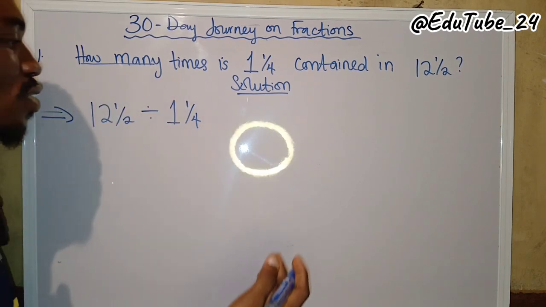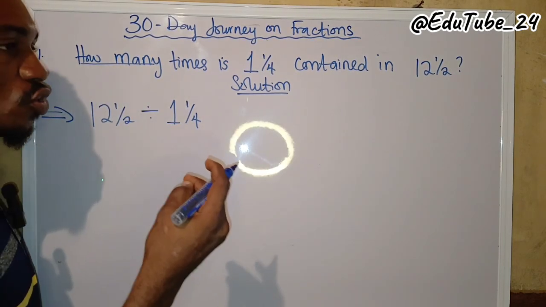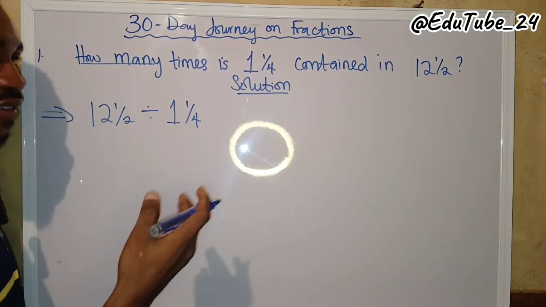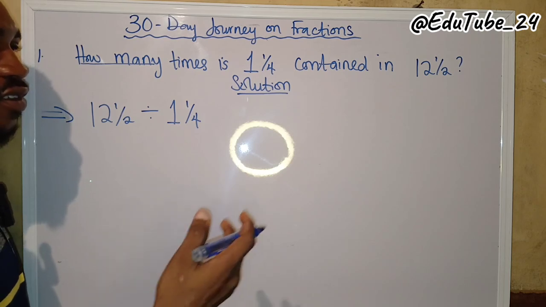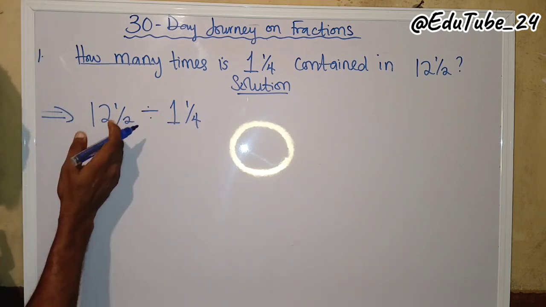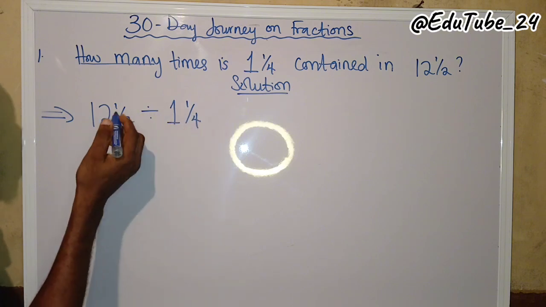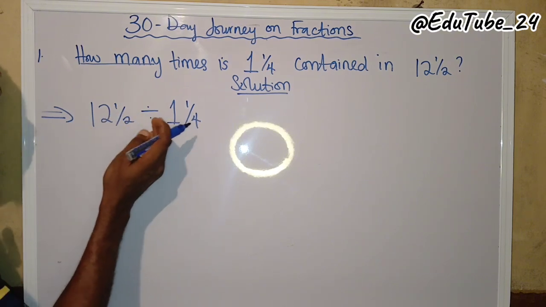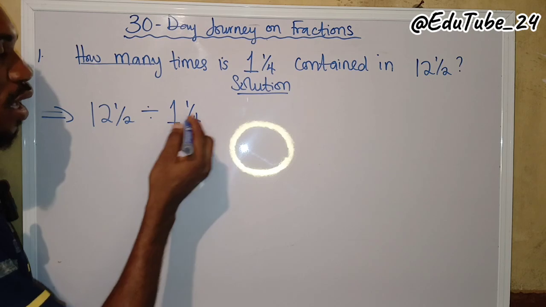It's just like saying how many 2 can we count in 6? How many 6 can we count in 36? So how many of these is contained in this? Mathematically, we just simply write 12 and a half divided by 1 and a quarter.